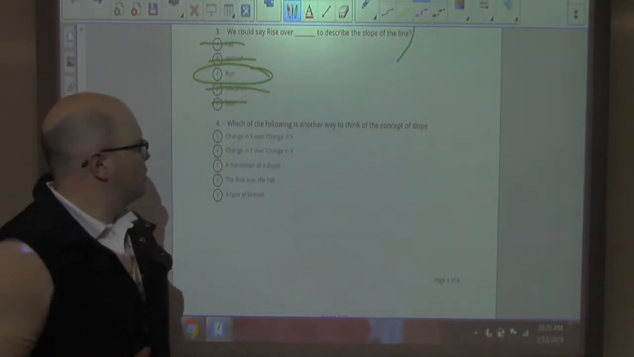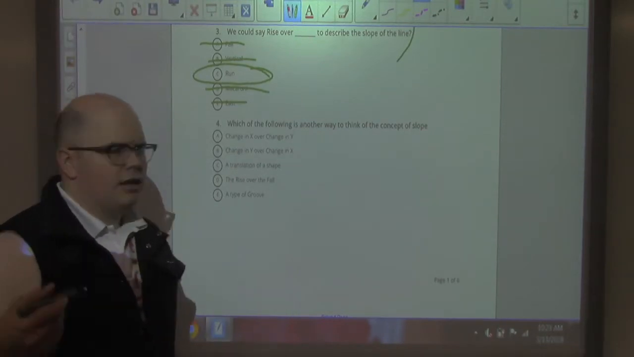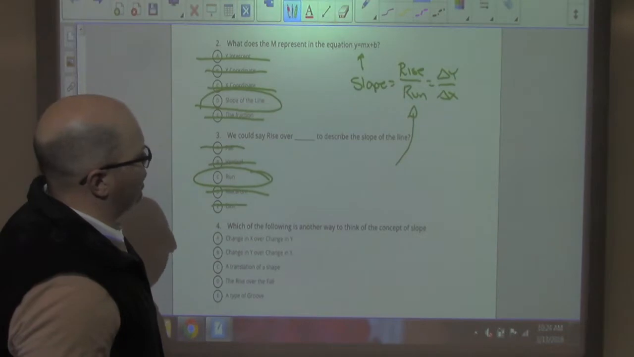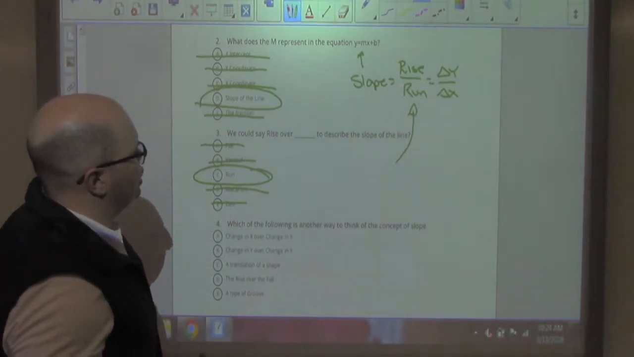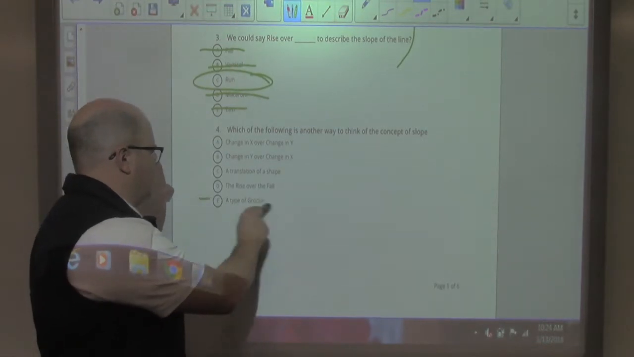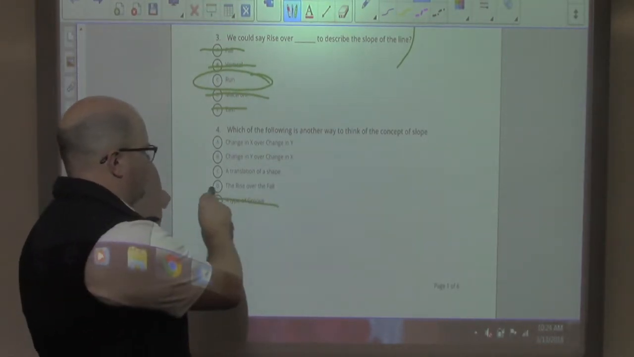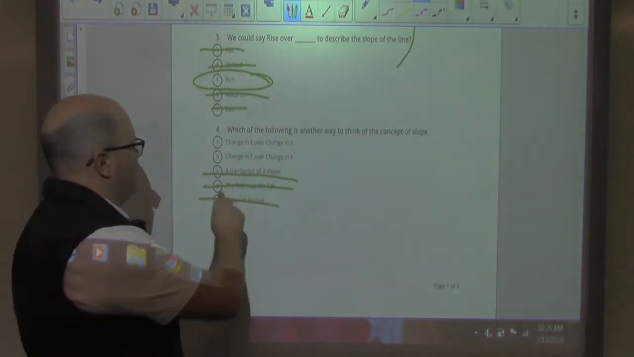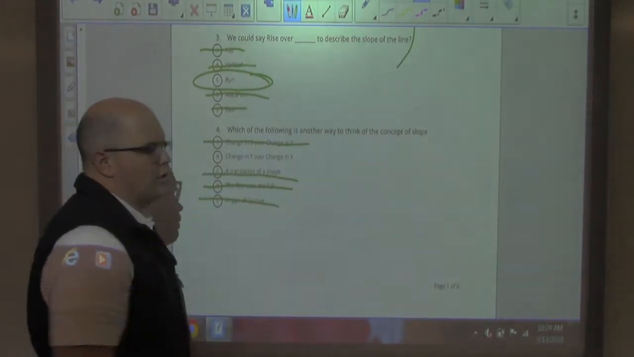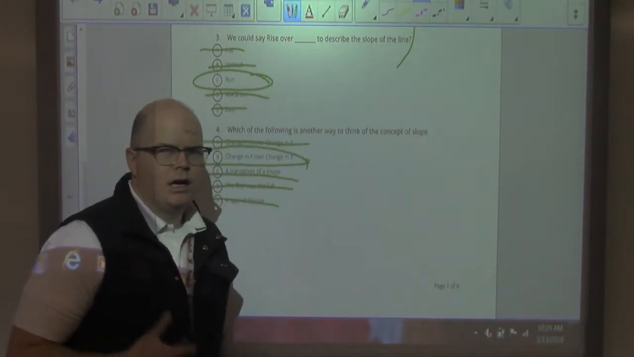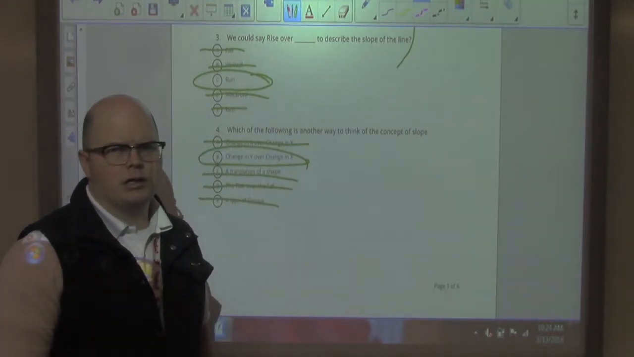For this one, which of the following is another way to think of the concept of slope? Again, we're all the way back up here in my equation. We have slope is the rise over the run. It's the change in y over the change in x. So if I look, it's not a type of groove. It's not rise over the fall. It's not a translation of a shape. It's not the change in x over change in y. It's change in y over change in x. Again, just reinforcing the slope concept for you.